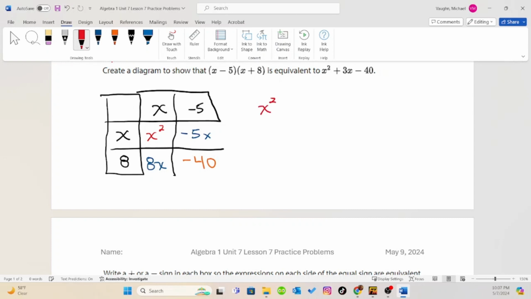So we have x squared. Then we have negative 5x plus 8x, which is positive 3x. And finally, we have minus 40. And if you notice, this exactly matches the standard form that it's equivalent to. So this is how you can prove that the factored form given is equivalent to the standard form given.